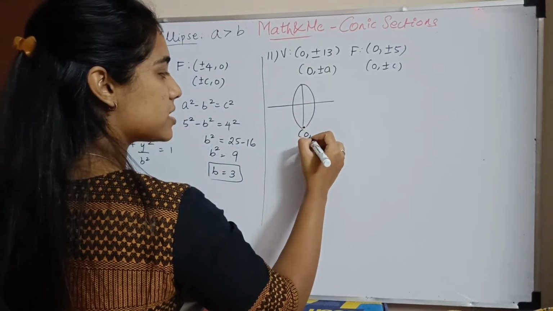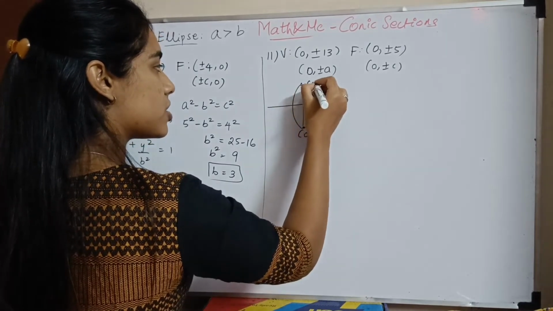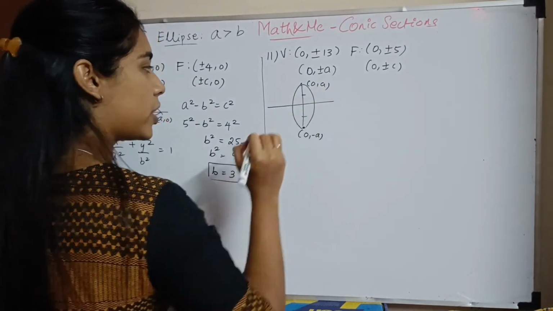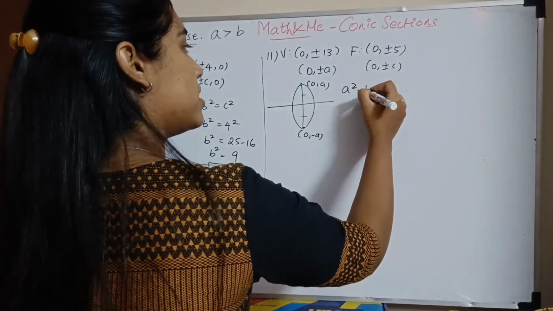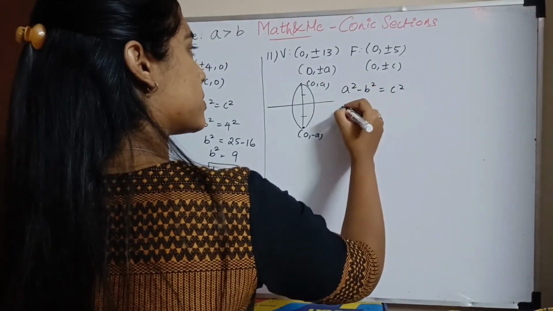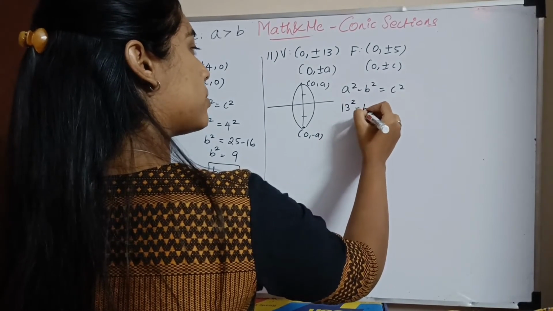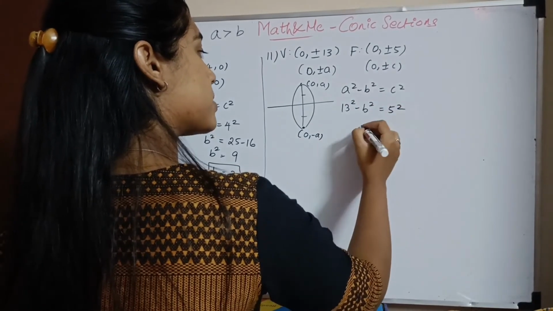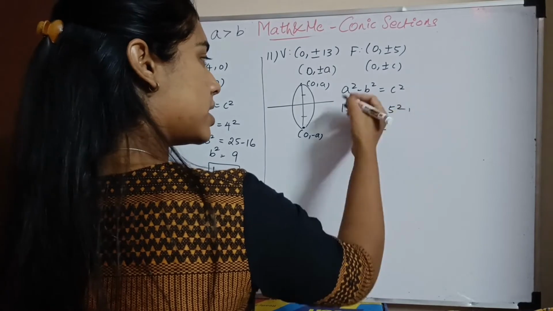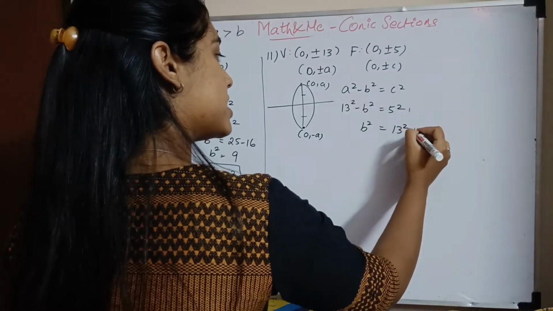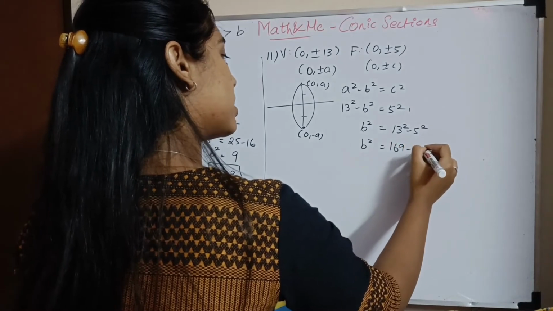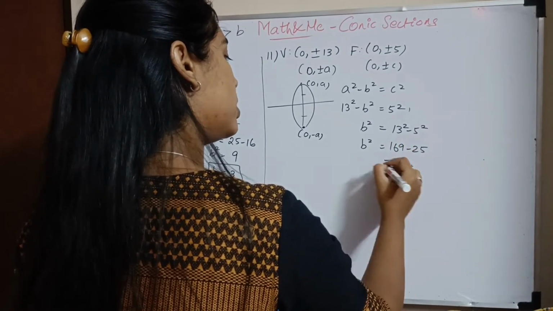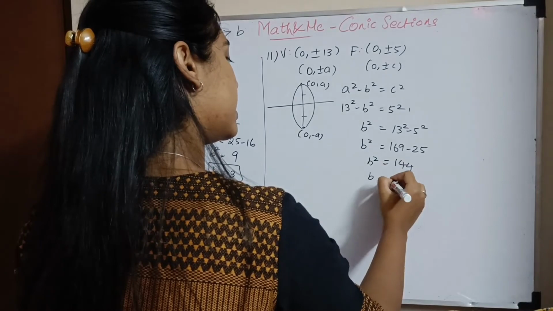So this is your 0, minus a. This is your 0, a. Your focus points are over here. So now a value is known, c is known. So it is a square minus b square equals c square. A square is 13 square minus b square equals 5 square. So b square is 13 square minus 5 square, which is 169 minus 25, 144. b square is 144, so b is 12.